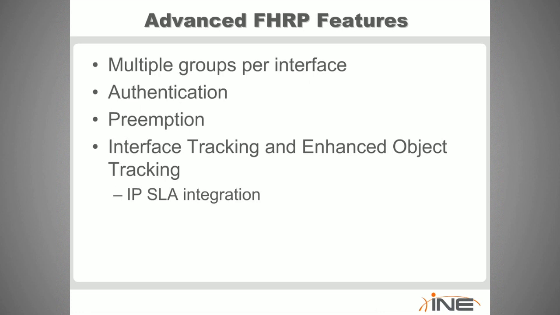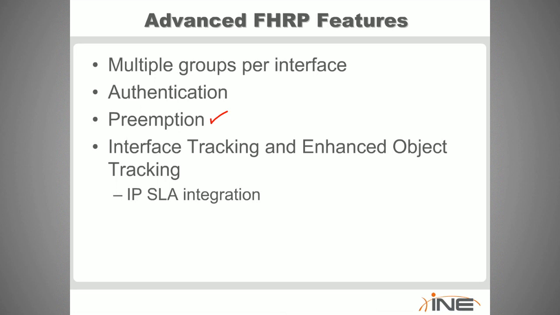So there is kind of a hack you can do with load balancing for HSRP and VRRP. We'll see that when we get to the command line. That would be by using multiple groups per interface. Now, the third one here is very important. It's a feature known as preemption.